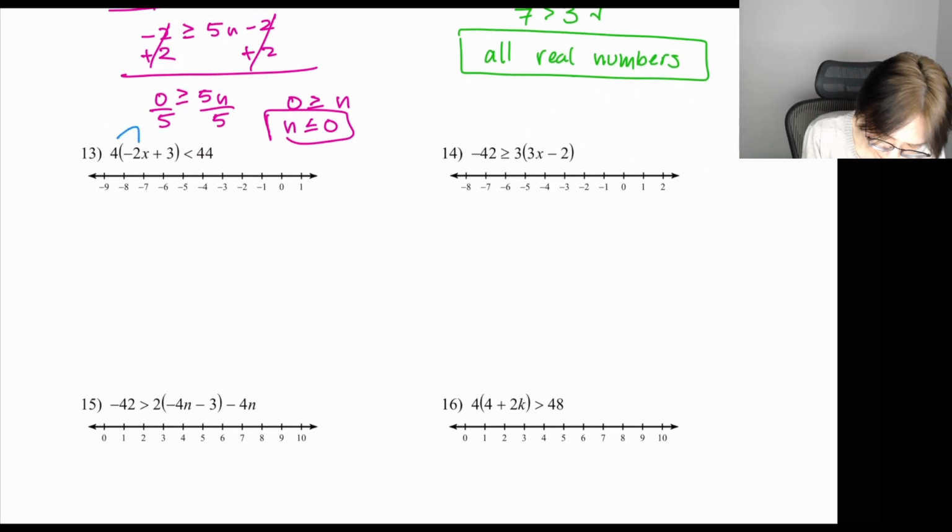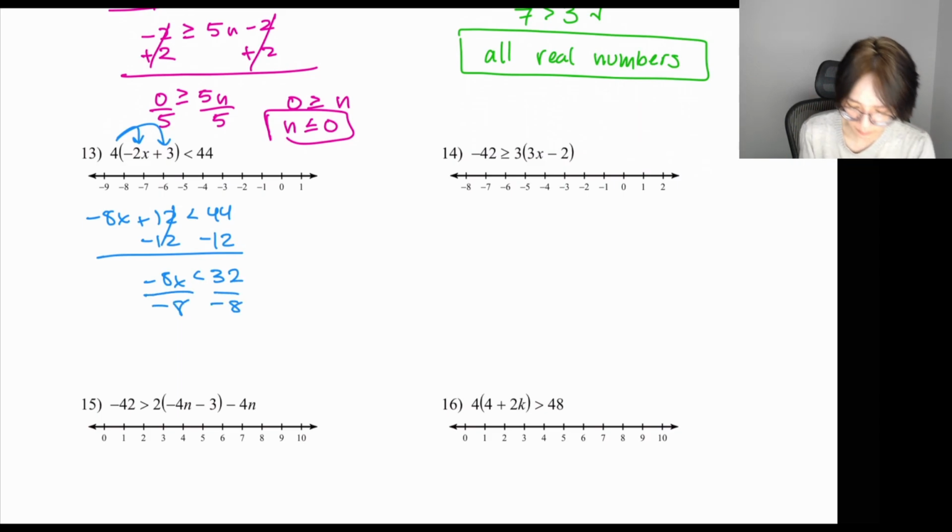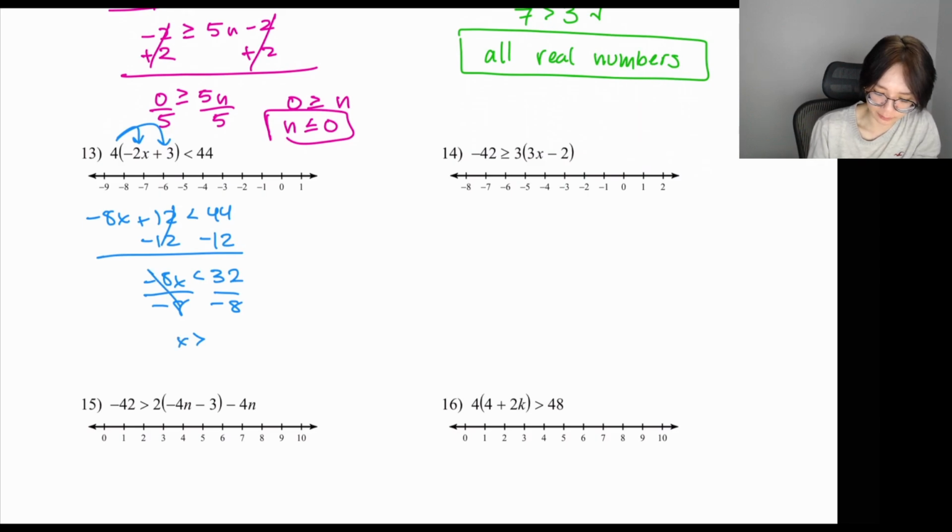Next one, so I'm distributing 4 times negative 2x, negative 8x, plus 4 times 3, 12, less than 44. Going to subtract 12 from both sides. Negative 8x is less than 32. Divide by negative 8 on both sides. Because we're dividing by a negative, the sign flips. It's just x over here. 32 divided by negative 8 is negative 4. Open circle at negative 4, everything greater than negative 4, going towards the right.